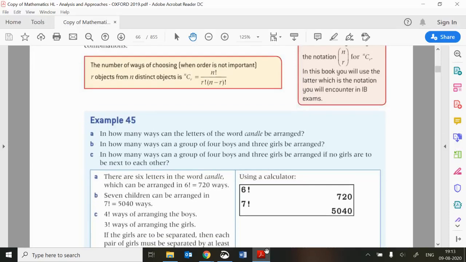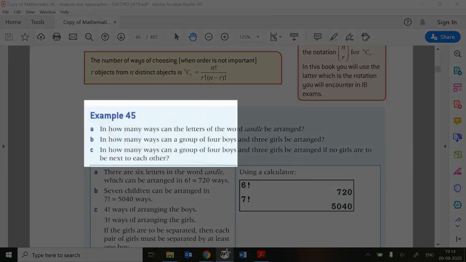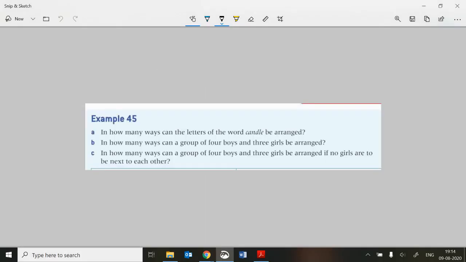So let's have a little look at the types of questions which you can be given in these types of contextualized combinations problems. So check these out. Do it through the questions. The first one says, in how many ways can the letters of the word candle be arranged? So we've basically got a choice of 6 letters in the first place, 5, 4, 3, 2, and 1 in the last place. So this is simply 6 factorial.